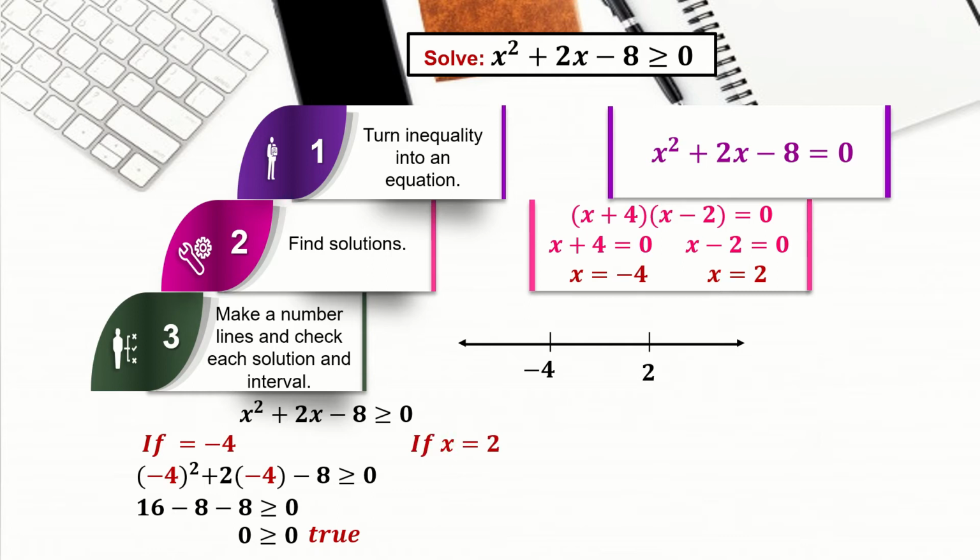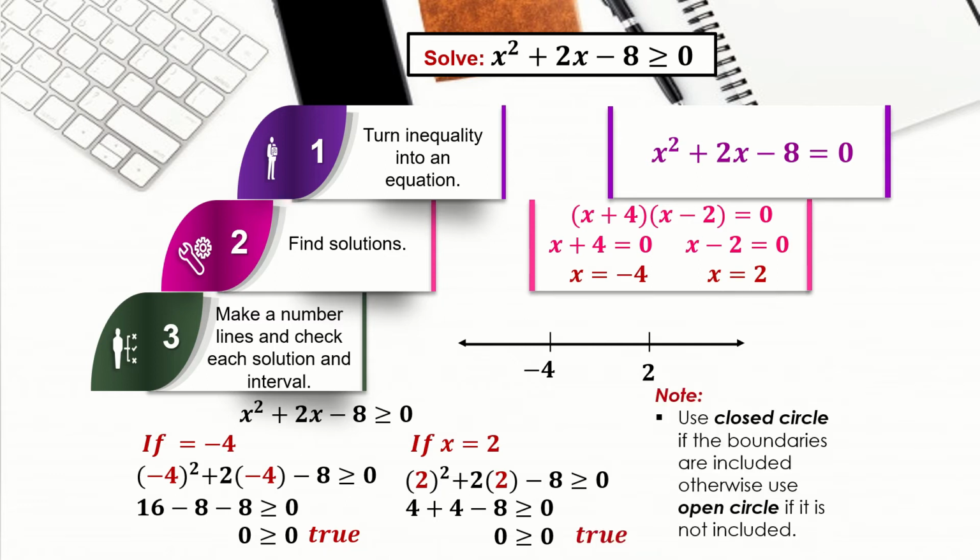Next, if x is equal to 2, substitute 2 in the given equation. 2 squared plus 2 times 2 minus 8 is greater than or equal to 0. 2 squared is 4. 2 times 2 is 4. So that is 4 plus 4 minus 8 is greater than or equal to 0. 4 plus 4 is 8. 8 minus 8 is 0. Then, 0 is greater than or equal to 0. That means that is true.